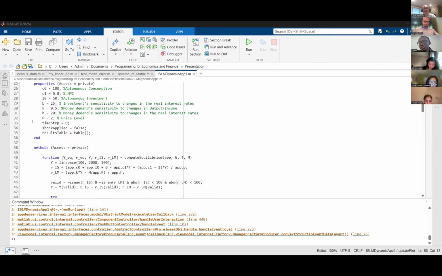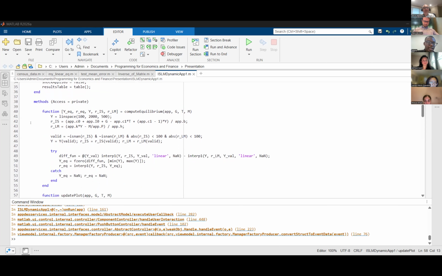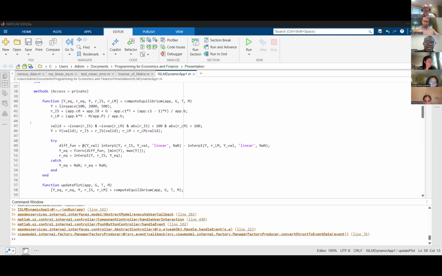And then the time step: when you go further into the code, you'll see it's set to 10 steps. So when I change any value, the shock will give me 10 steps, so there will be 10 iterations.